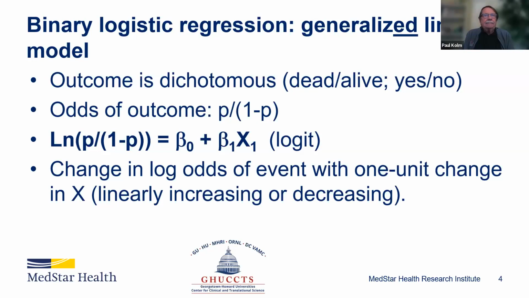And so we can model this in our usual regression way, where we have the log of the odds as a function of a regression equation, where the regression coefficients are the betas in this case, and x is the independent variables. And we refer to this, the log of the odds, as the logit. And we interpret this similarly as we do in linear regression, where we have a change in the log odds of the event with a 1 unit change in the independent variable. And it can be increasing or decreasing.